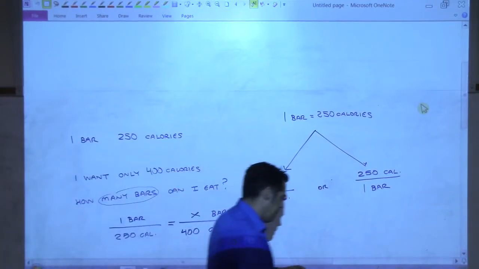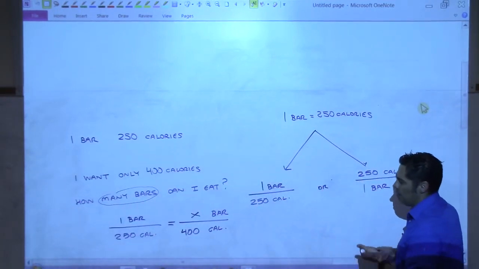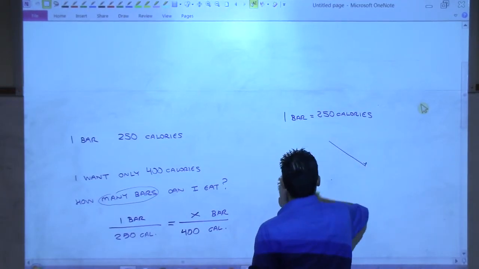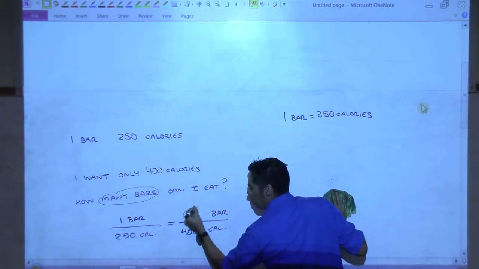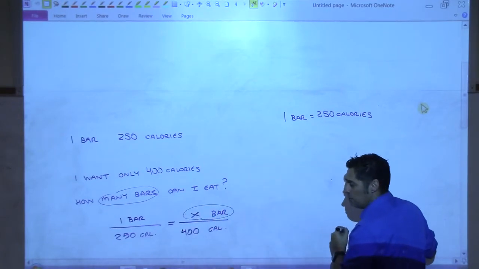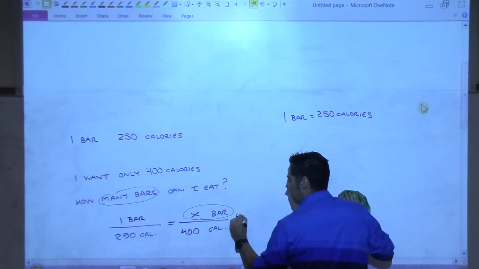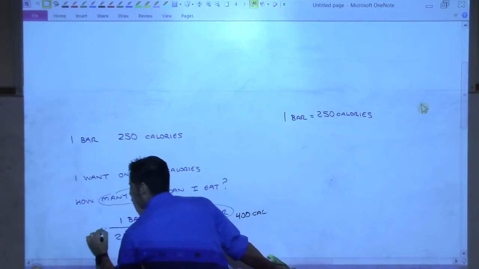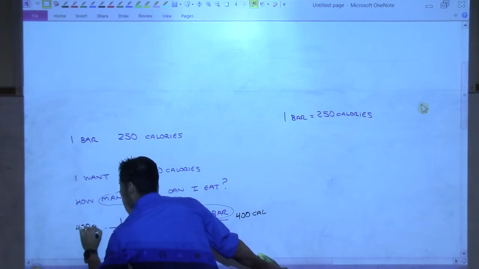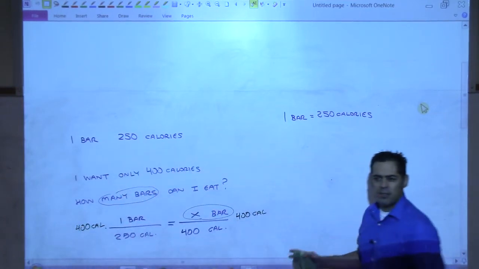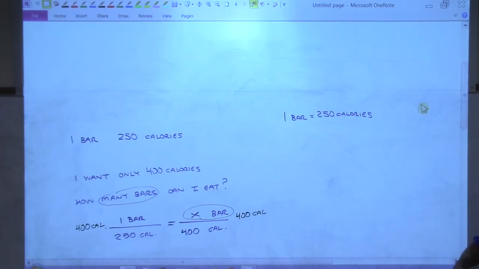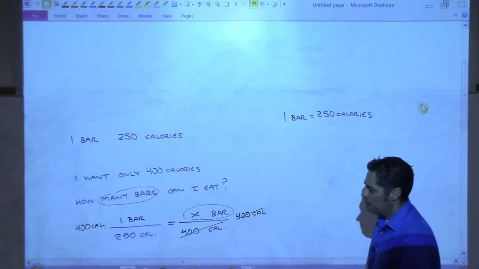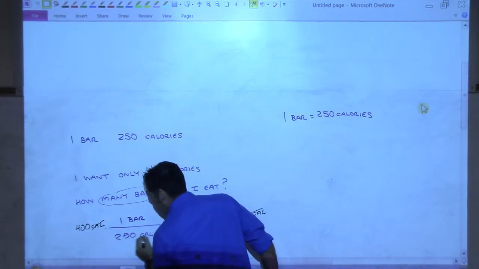So this is where I like this idea. I'm solving for X, right? If I want to get this, this is what I would like to know. So I don't want this here. So I multiply by 400 calories on this side. And I multiply by 400 calories on this side. Make sense? 400 calories on both sides. And then the calories cancel. The calorie units cancel here.